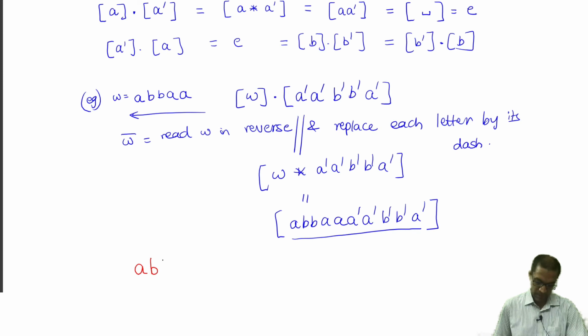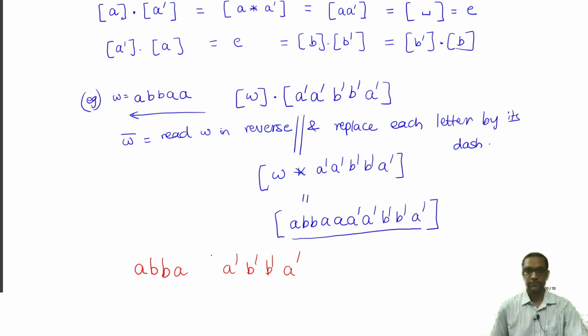So A, B, B, A dash, B dash, B dash, A dash. Okay, so let's just do it right there. So I have this pair A and A prime right over here. So I know that pair can be erased. I can make it into the identity, into the empty word. So I erase that from my word.